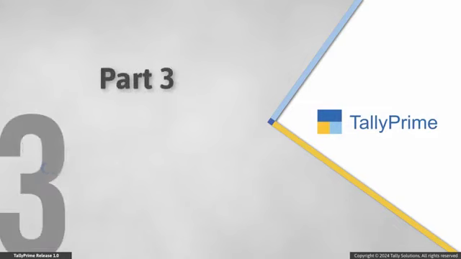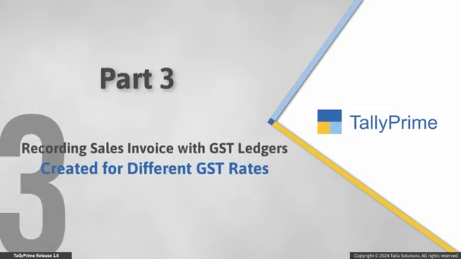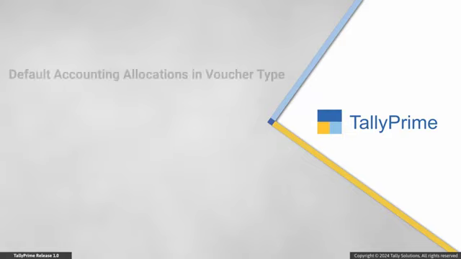Now, let us consider that you have maintained GST ledgers for different GST rates. Let us see how to record a sales invoice so that you can use the different GST ledgers created for the different GST rates. In case of multiple GST rates, you can opt for default accounting allocations in the voucher type. Let's see how to do it.